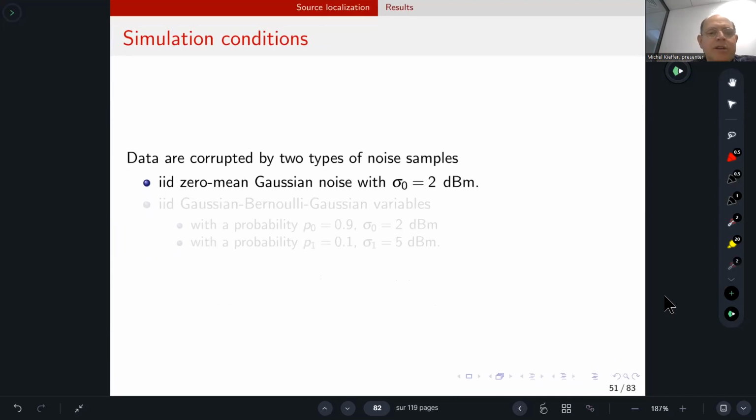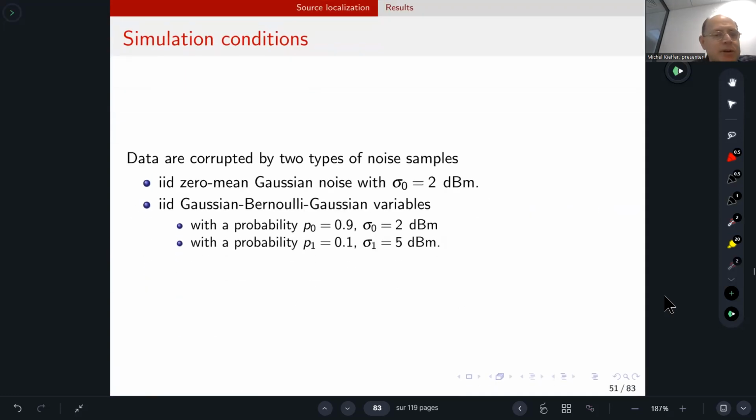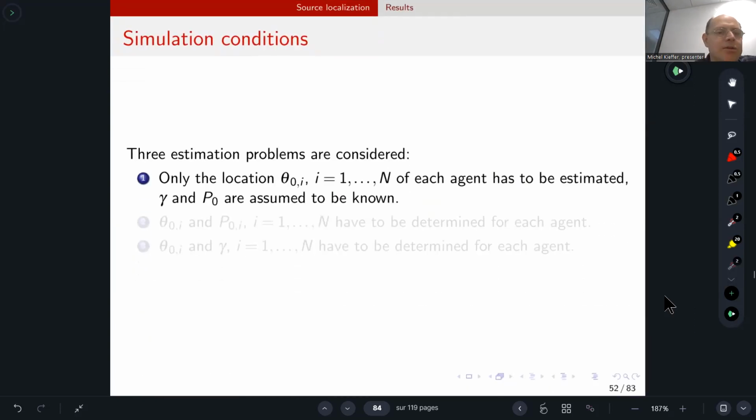And I will consider several hypotheses. First, I assume that the data are IID Gaussian with a noise with standard deviation 2 dBm. And afterwards, I consider a Gaussian-Bernoulli-Gaussian noise. This is a small noise with a probability of 0.9 and a high noise with a probability of 0.1.